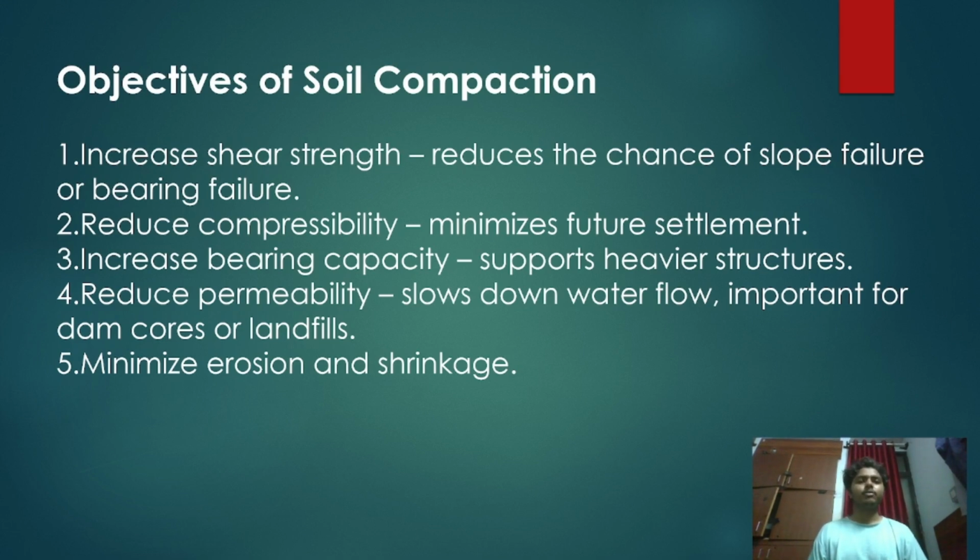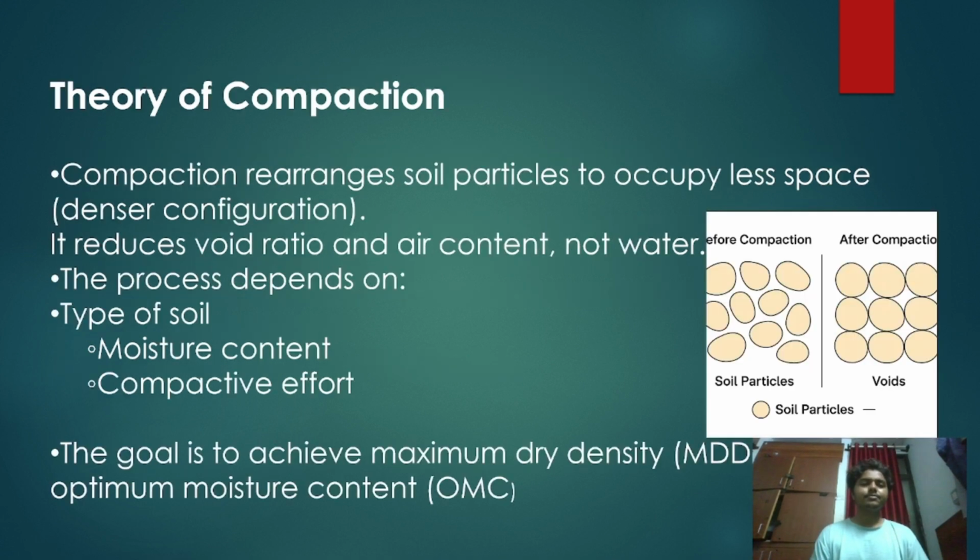What is the main objective of this point? The first one is to increase shear strength, which reduces the chance of slope failure or bearing failure. Second is to reduce compressibility; in this, we minimize future settlement. Third is to increase bearing capacity, so it supports heavier structures. Fourth is to reduce permeability; it slows down water flow, important for dam cores or landfills. And fifth is to minimize erosion and shrinkage.